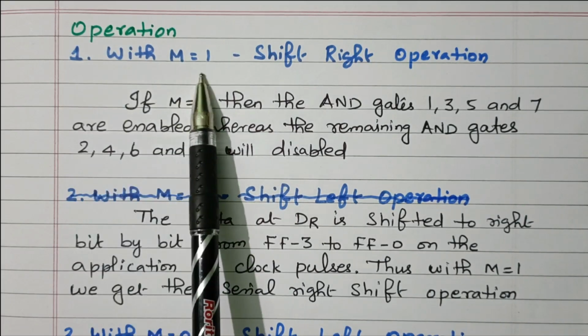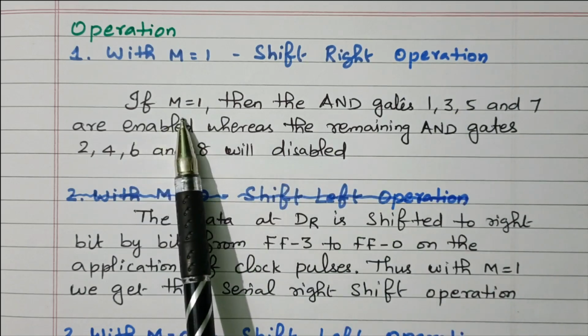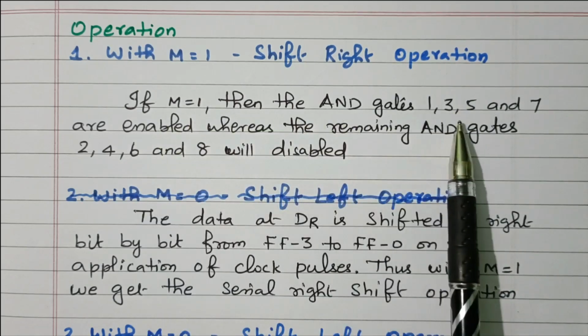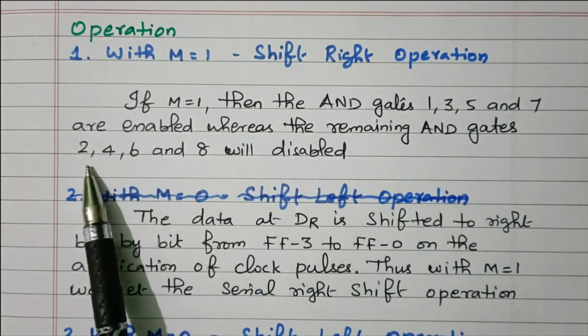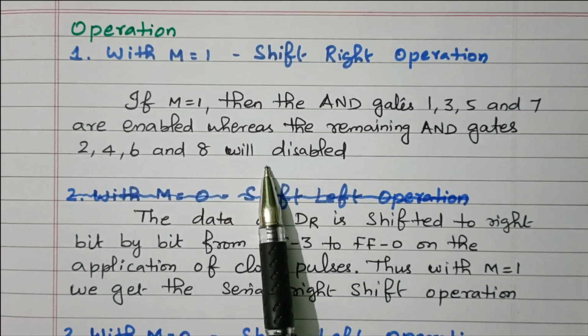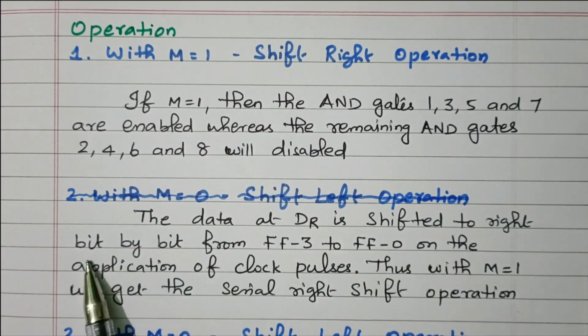First case, when M equal to 1, we can perform shift right operation. That is, if M equal to 1, then the AND gates 1, 3, 5 and 7 are enabled, whereas the remaining AND gates 2, 4, 6 and 8 are disabled. The data entered at DR is shifted to the right bit by bit from flip-flop 3 to flip-flop 0. That is, first flip-flop to fourth flip-flop on the application of clock pulse. Thus, with M equal to 1, we get the serial right shift operation.